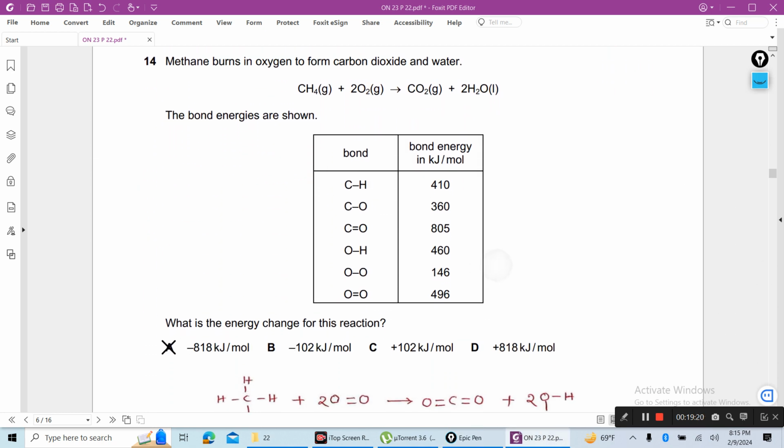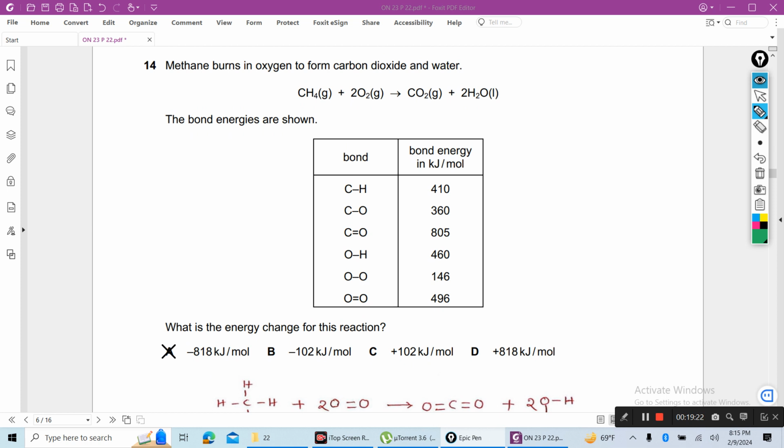Next, here methane burns in oxygen to produce carbon dioxide and water, and the bond energies are given. Here this is the bond value, and this is the carbon-hydrogen, carbon-oxygen bond, and this is the bond enthalpy value. So you are asked what the enthalpy change for this reaction is, and in the reactants bonds are broken, in the products bonds are formed. So the enthalpy will be bond broken energy minus bond formed energy. So I calculate here.